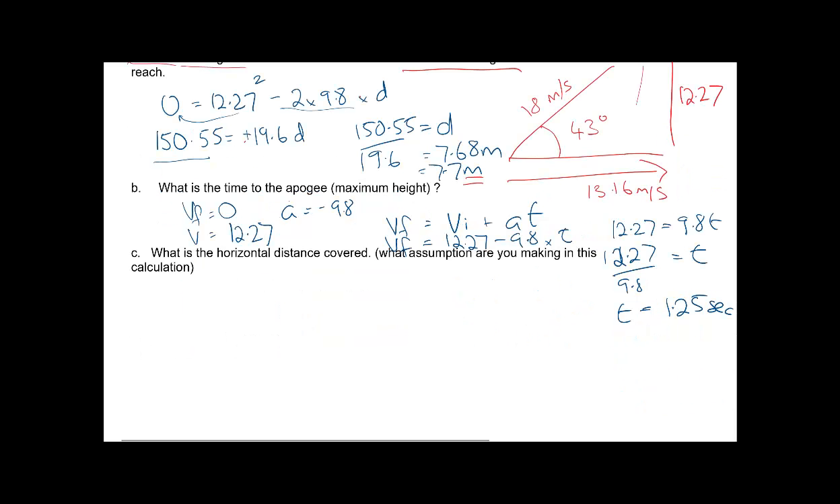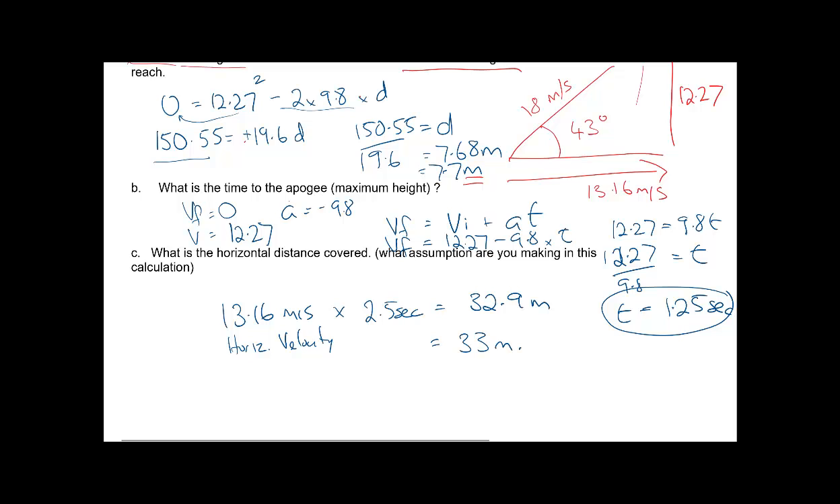Now the horizontal distance is simply going to be the horizontal speed, which is 13.16 meters per second, times however long it's going. It's 1.25 seconds to the peak, so therefore it's 2.5 seconds in total. So that just times together, and that equals 32.9 meters, or 33 meters to 2 SF.